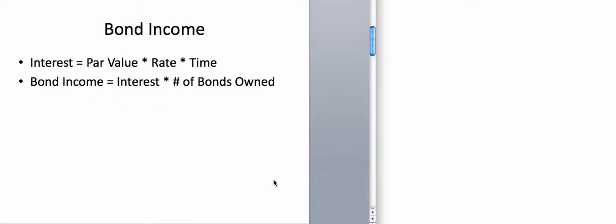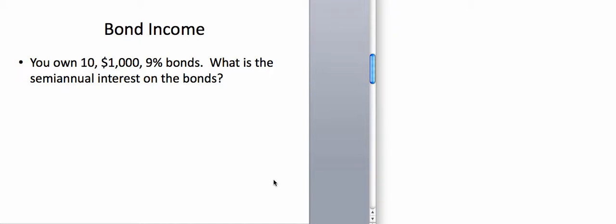The first thing we're going to deal with is figuring out the interest of bonds and then figuring out the bond income. We take the par value, or the value of the bond, multiply it by the rate, and multiply it by the time. That gives us the amount of interest. Most of the time, the time value will be 0.5 or 1/2 because most bonds are paid off semi-annually. Once we figure out the interest, we can then figure out the bond income. We take the interest, multiply it by the number of bonds owned, and that gives us our total there.